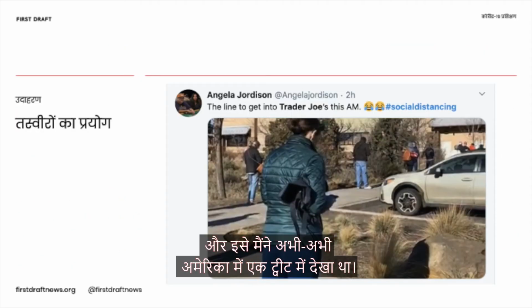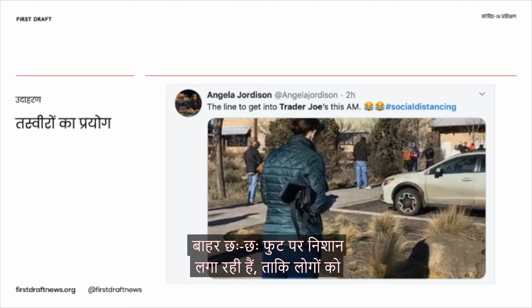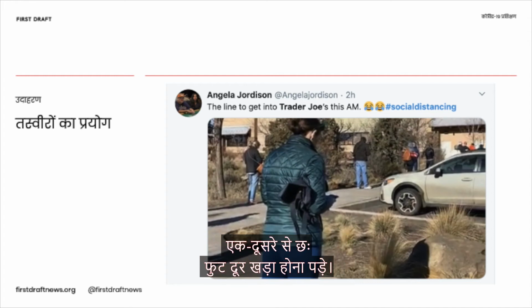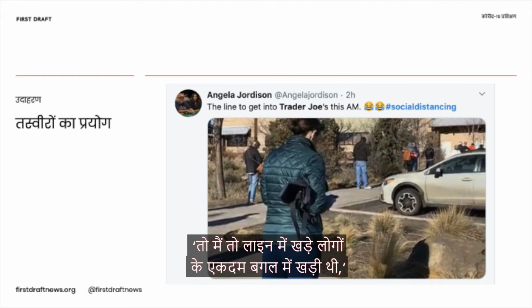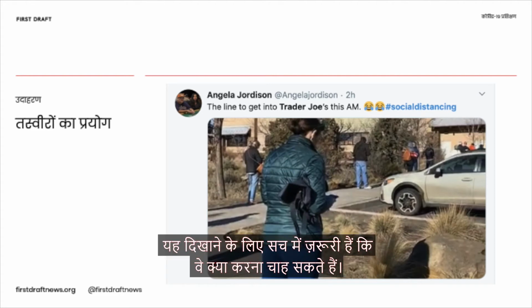And this was a tweet that I just saw in the US. There's a shop called Trader Joe's, and these shops are putting 6-foot markers outside, so people have to stand 6 feet away from each other. I saw this this morning and was like, oh my goodness, when I went to the grocery store 4 days ago, I stood right next to people standing in line. I didn't even think about it. So again, this kind of imagery is really important for showing people what they might want to do.